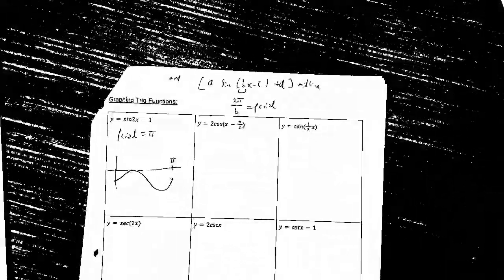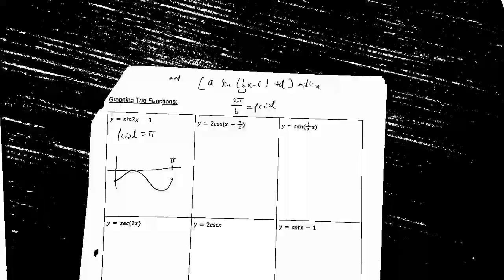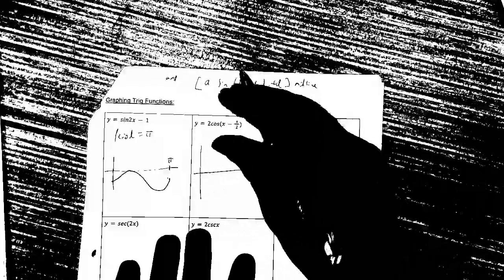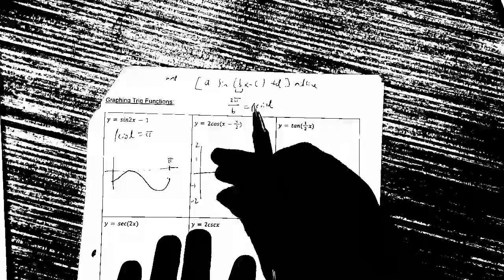All right. 2 cosine x minus pi over 2. This one is going to sort of stretch cosine. The amplitude is going to be 2 instead of 1. So if you imagine this is before, this is after. It's going to go all the way down to negative 2 and up to 2. And this minus pi over 2 is going to shift it to the right by 90 degrees, or by pi over 2.